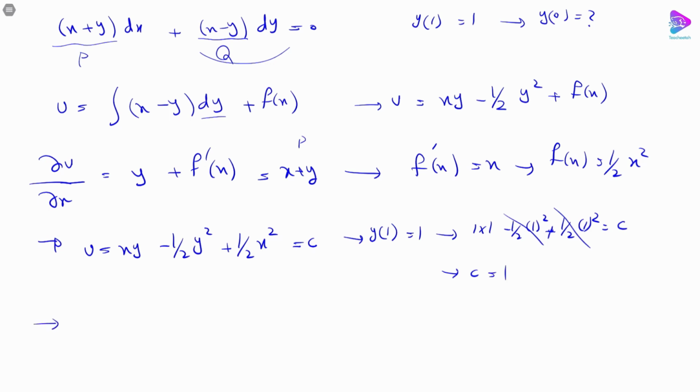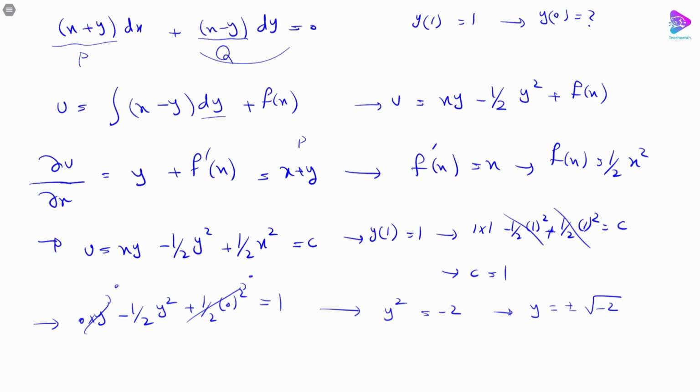Now we're going to see what is y of 0. So 0 times y minus 1 over 2 y squared plus 1 over 2 times 0 squared is equal to 1. This is 0, this is 0, and from here we know y squared is equal to minus 2, and then y would be equal to plus or minus the square root of 2 times i, since you know that the square root of minus 1 is i. That's how we're going to solve these equations.